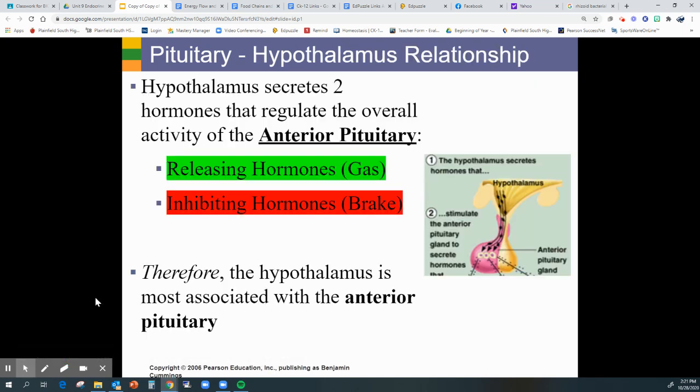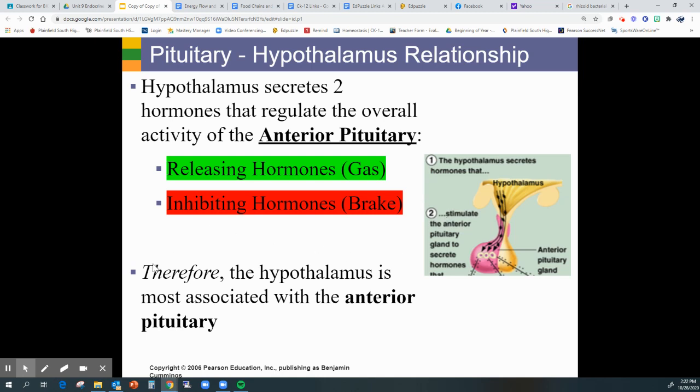All right. So the hypothalamus actually secretes 2 hormones that regulate the pituitary gland. One is a releasing hormone, the other is an inhibiting hormone. The releasing hormone tells the pituitary gland to start releasing its hormones. The inhibiting hormone, just like it sounds, tells it to stop. So one's the gas and one is the brake.